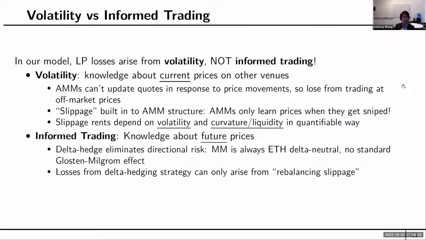Now you might ask, are we missing a term because we're not talking about informed trading? Don't AMMs lose money both from this mechanical slippage and also because people have information about where prices are going to go in the future? I'm not going to go into this too much. I'm happy to talk about this in questions, but it turns out that informed trading is not relevant in this setting, because the strategy we're running, where you go long an LP position and short the rebalancing strategy, the delta hedge, actually eliminates directional risk. So the standard Glosten-Milgrom effect doesn't show up in this setting. Only rebalancing slippage matters. I'm happy to talk more about this in the questions if anyone's interested.